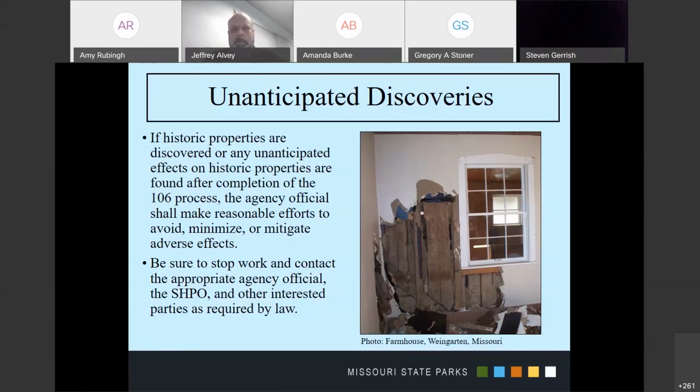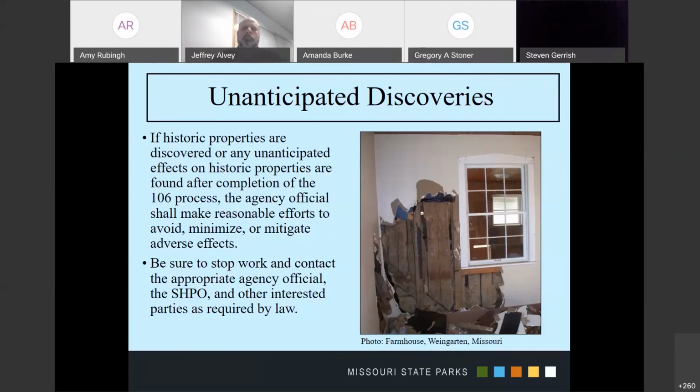Yeah, so unanticipated discoveries can certainly be diverse. As an archaeologist, I tend to be biased and think more towards archaeological deposits or human remains that may not have been identified during the original survey, but there are far more than just that. I think it's also relevant to point out here that if you discover something, it's not a bad thing.